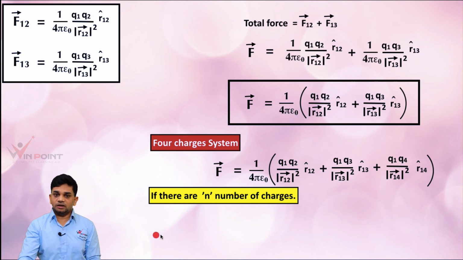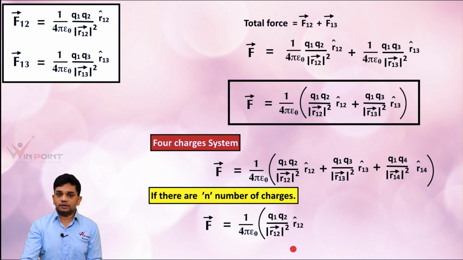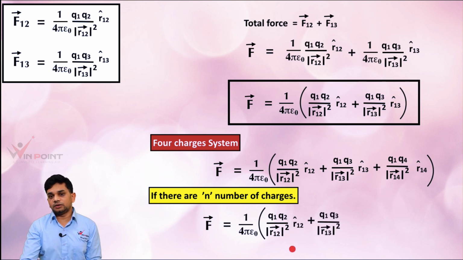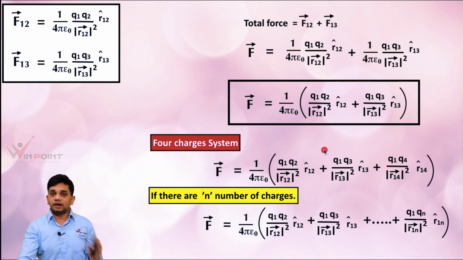Okay, so if there are n number of charges, F equal to 1 by 4 pi epsilon 0, that is common, q1 q2 by modulus of vector r12 square into unit vector r12 plus q1 q3 by modulus of vector r13 square into unit vector r13 plus and so on, plus q1 qn, that is important. It is q1 qn divided by modulus of vector r1n square into unit vector r1n. That will be the equation for force acting on a particular charge because of n number of charges.